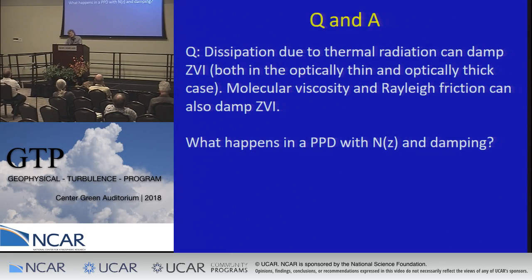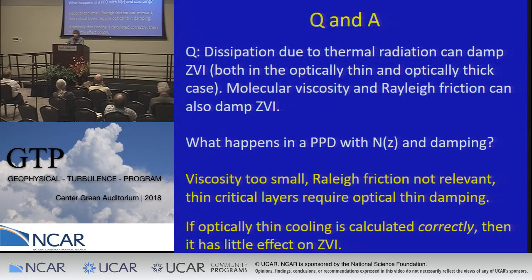The other question is, if you put in dissipation due to viscosity, does that damp the flow? What happens in a real protoplanetary disk? We've got not only the Brunt-Väisälä frequency as a function, but you've got damping. Well, viscosity is too small. Really, friction is not relevant in something without boundaries.